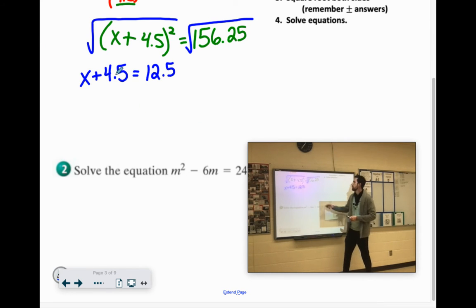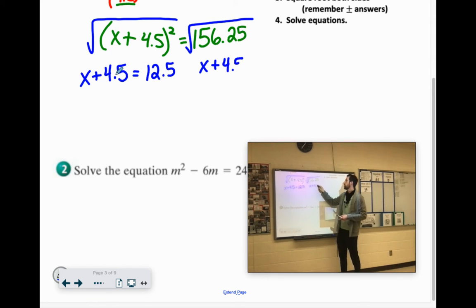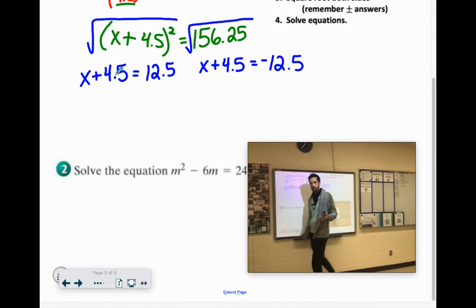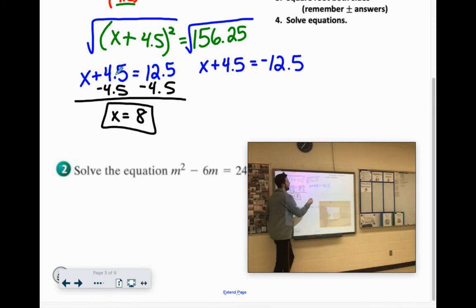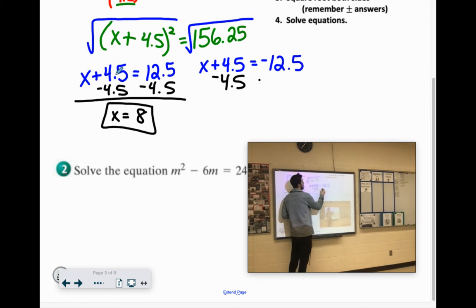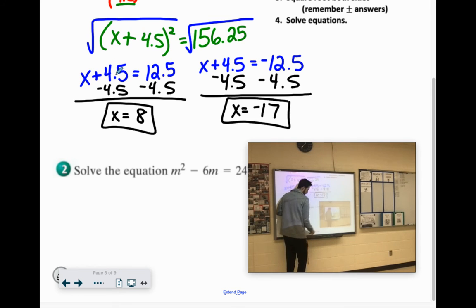So let me scooch this down a little bit. We're going to have to set up two equations. x plus 4.5 equals 12.5, and x plus 4.5 equals negative 12.5. Now those are both pretty easy equations to solve. We just have to do minus 4.5 on each side. So we get x equals 8. And over here, x equals negative 17. Cool.